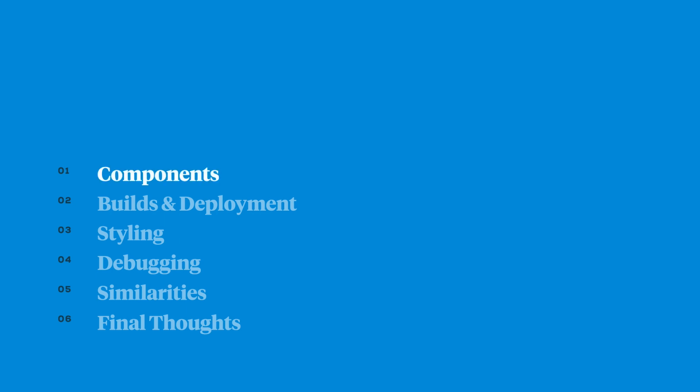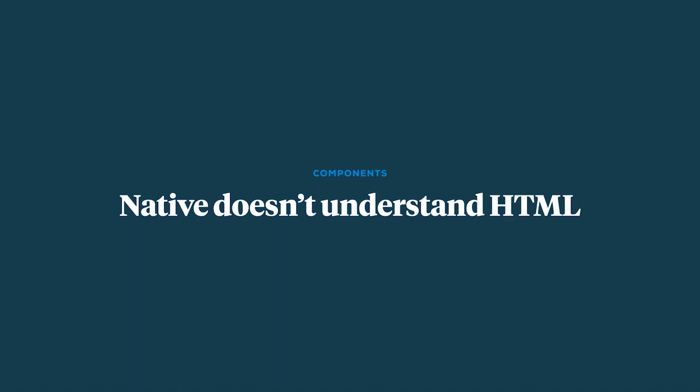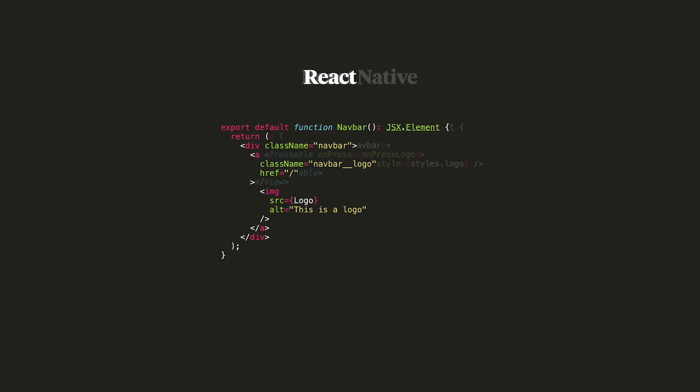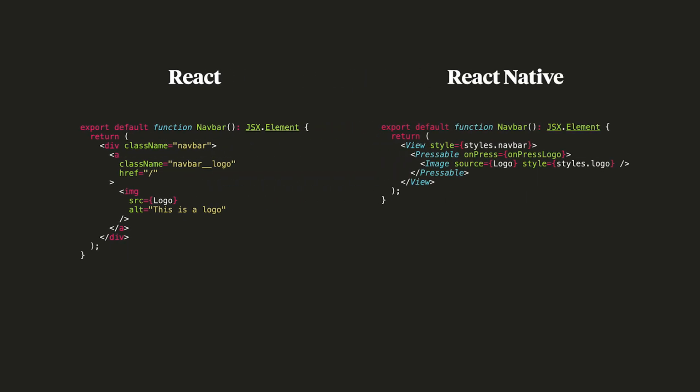The first area is components. One of the basic and most obvious differences is that React Native does not support HTML. Instead, it has base components that are imported and used to form the structure of a layout. For instance, a div is a commonly used element in React, but in React Native, we use an imported component called View. React Native uses this component to render native markup for both iOS and Android.